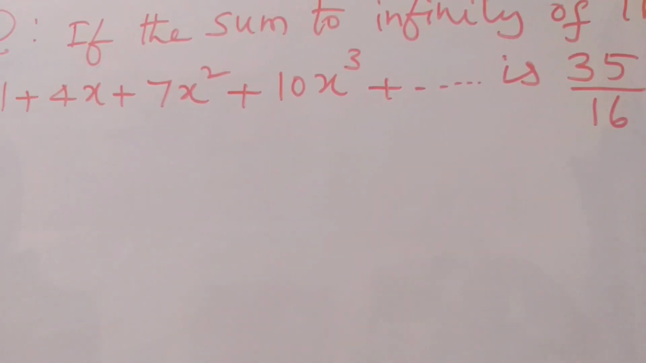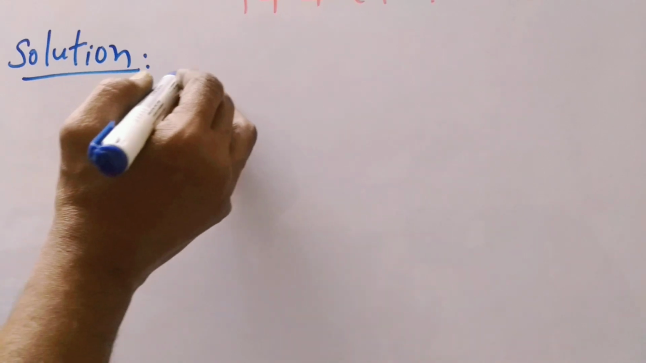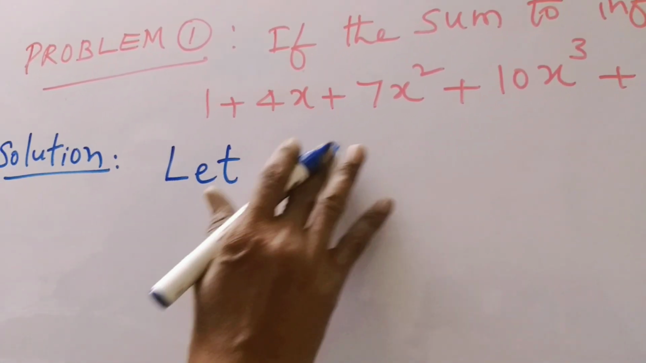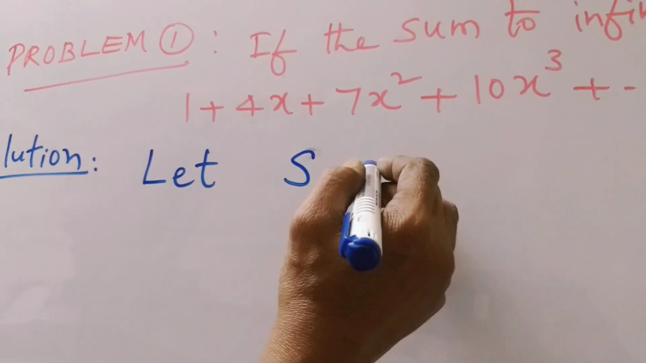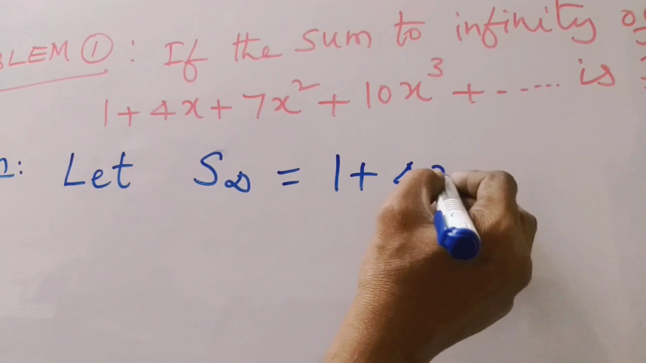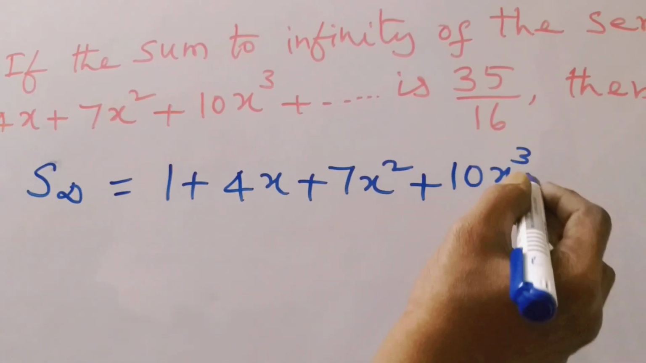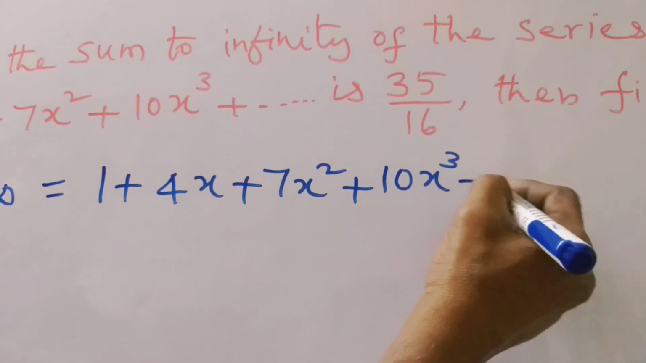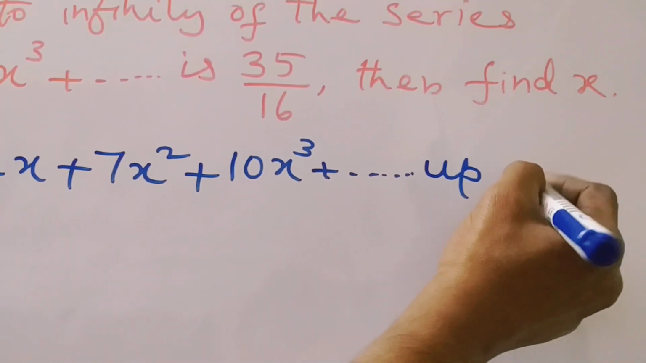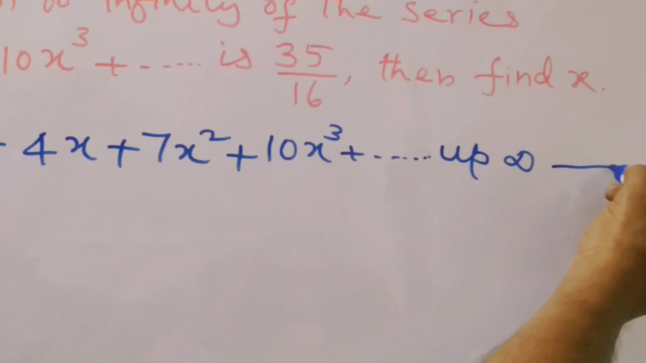Solution is as follows. Now let the sum to infinity, S infinity, be equal to 1 plus 4x plus 7x square plus 10x cube plus and so on up to infinity. This is the first one.